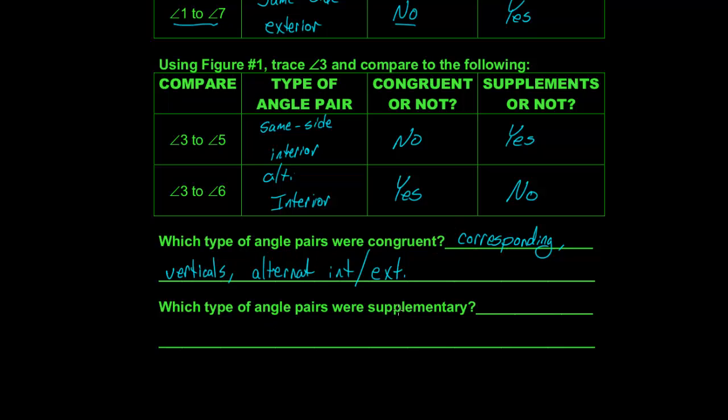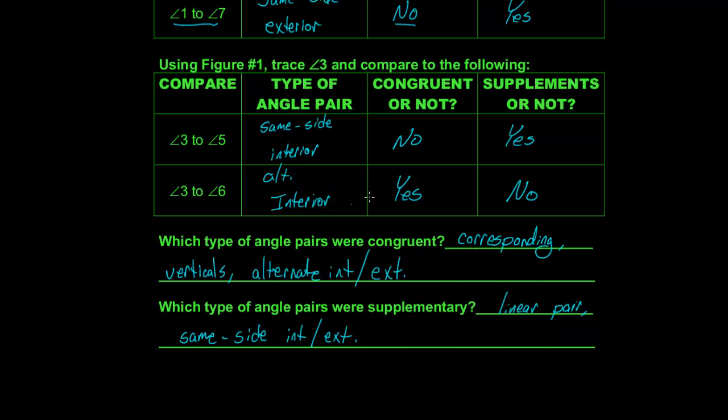Which types were supplements? Well, a linear pair, because by definition it adds up to 180. Linear pair. And we have the same side. If they're on the same side, same side interior or exterior. Add my E to the alternate up there.